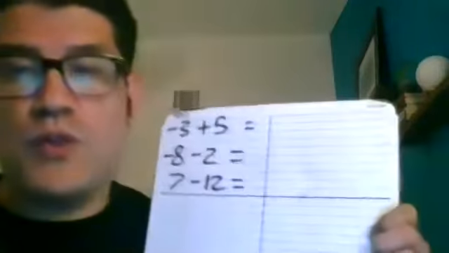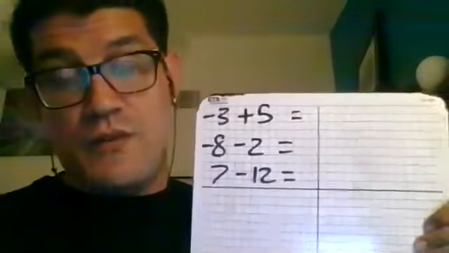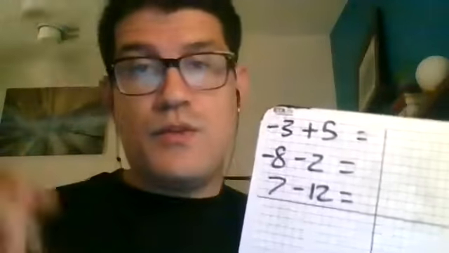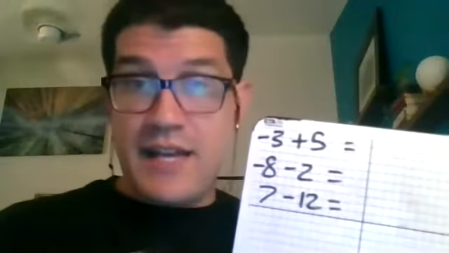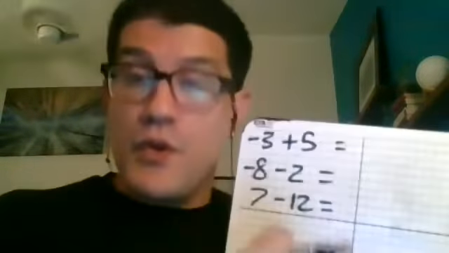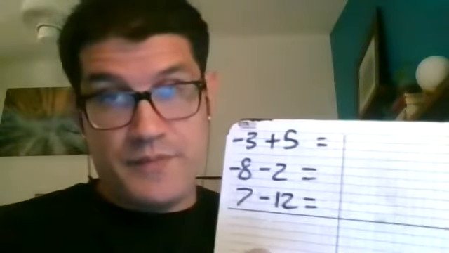So, negative 3 plus 5 is 1. Negative 8 minus 2. And then 7 minus 12. There we go. Okay. So these are examples to follow the rules. There are 2 rules for adding, subtracting. The rule for the sign is the number furthest away from 0 controls the sign.